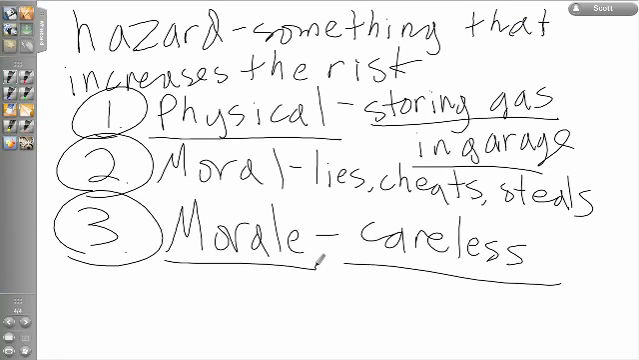Morale hazard, careless client. So physical, moral, and morale. And then the definition of hazard, again, there, 4 test questions that you possibly could have just from that area. So looking at the bottom of the page, a hazard is defined as something that increases the risk or chance of loss. So highlight that.